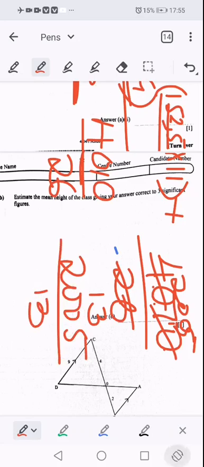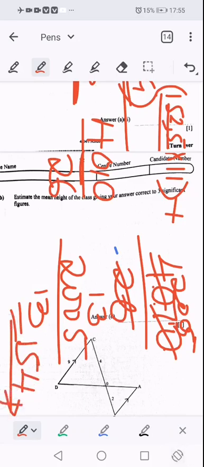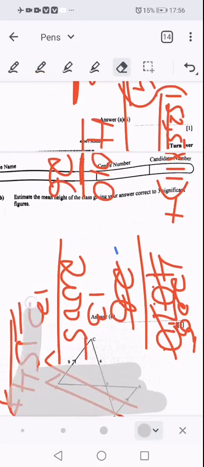Then 13 into this one. If you calculate carefully you will see that it comes out as 154 something. But your final answer will be 154, because it was said correct to 3 significant figures. So this is what your answer should be. Okay? I think we are through with this question of mean.